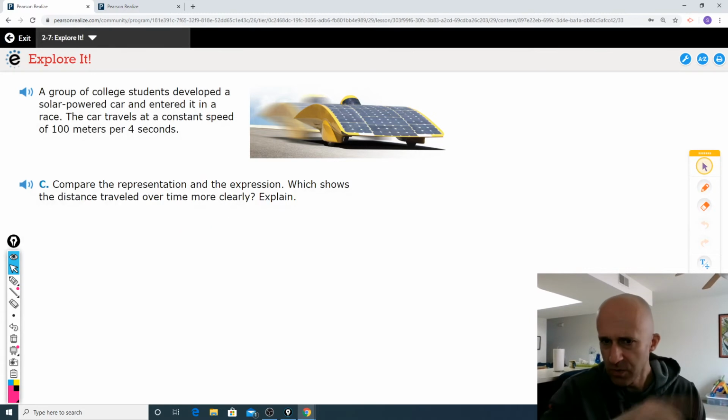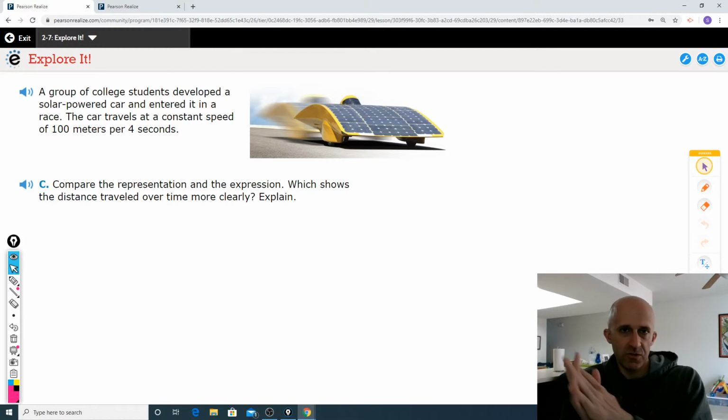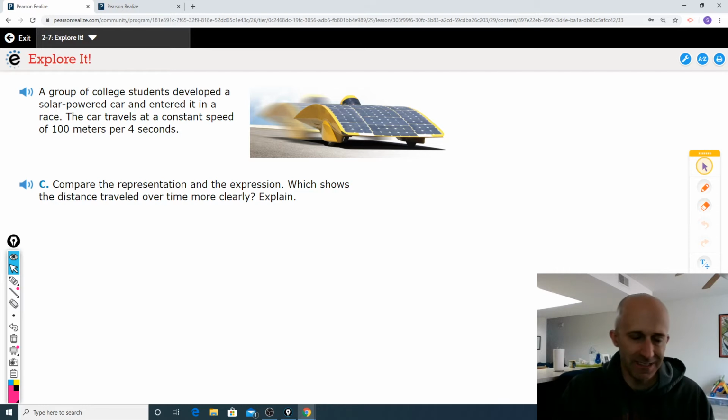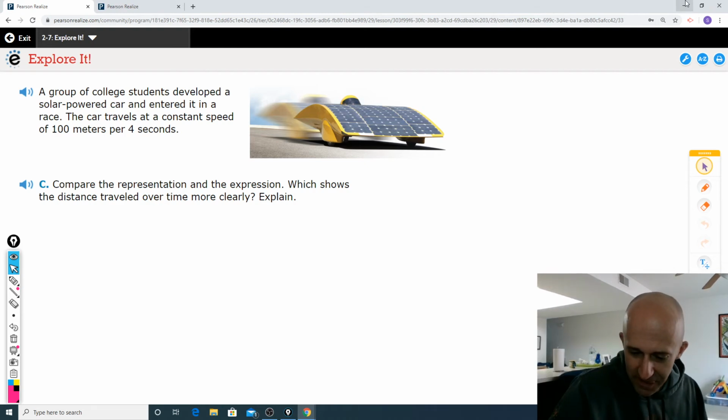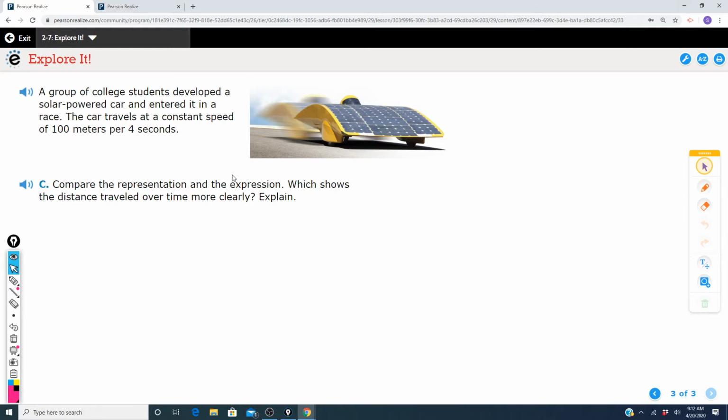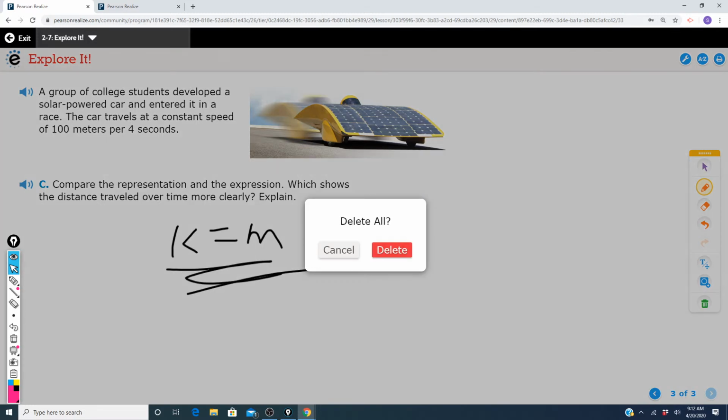Again, compare the representation and the expression, which shows the distance traveled over time more clearly. Obviously, the graph would be easier to see, but you can also use the expression as well. Just trying to make the correlation between seeing 2 points on a line. Remember, it's going to be K equaling M in that instance right there.